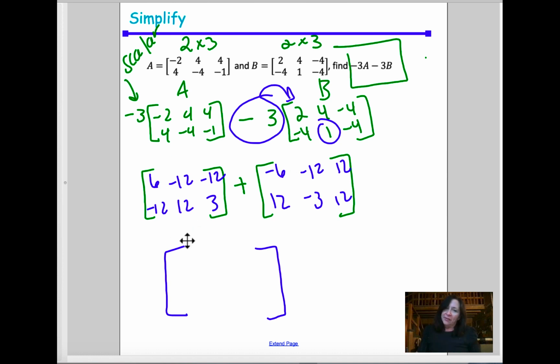So 6 and negative 6, that's 0. Negative 12 and negative 12, well, that's negative 24. Negative 12 plus 12, 0. Negative 12 plus 12, 0.